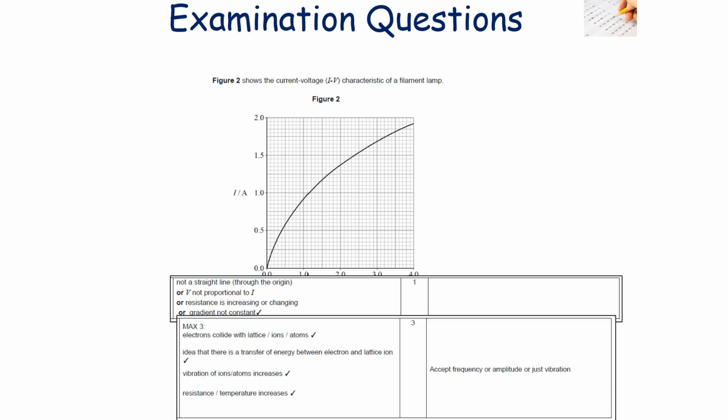Now, why in terms of particles is it not an ohmic conductor? Well, when you increase the potential difference, you're increasing the temperature of the actual material. Resistance is caused by the electrons colliding with the lattice of the filament. Now, if you increase the temperature, the vibrations of the ions will increase, so they'll vibrate further. Therefore, there's more chance of a collision. So therefore, our resistance and temperature increase.